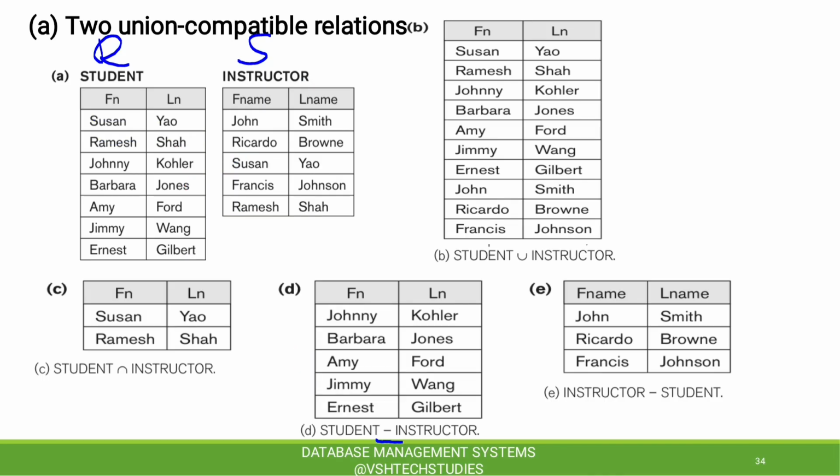Similarly, S minus R or instructor minus student, it will have all the rows from instructor relation, but it will discard those rows which are present in student, that is Susan and Ramesh. It will discard these rows and remaining only these three rows will be present in instructor minus student.